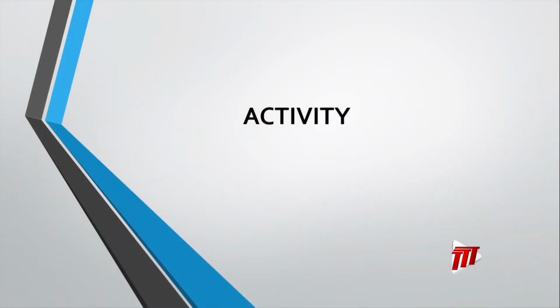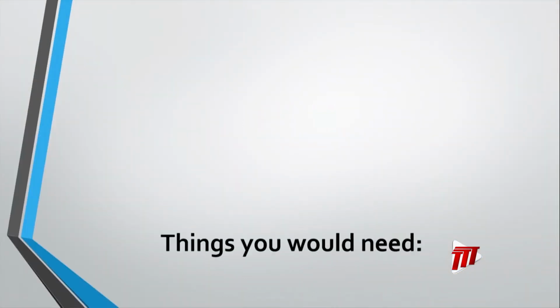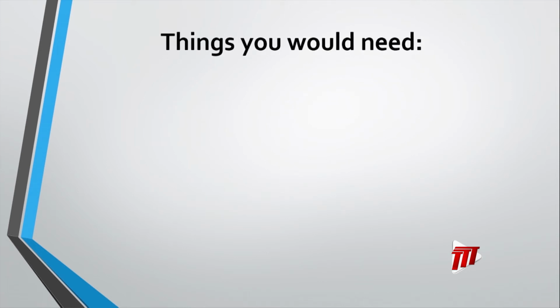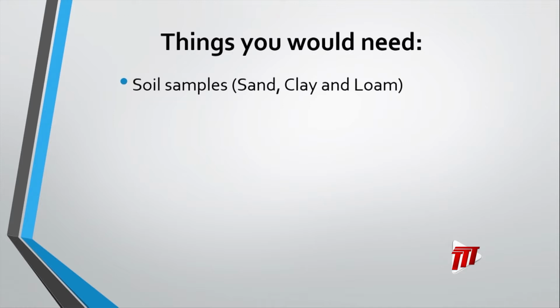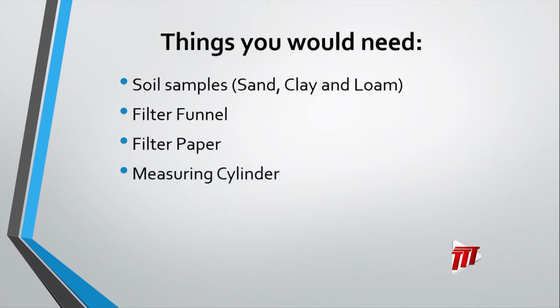So now we have an activity. The things you would need would be soil samples, whatever soil samples you have: sand, clay, and loam, the general ones, a filter funnel, filter paper, a measuring cylinder, a spatula or a spoon, commonly used, and a beaker, and obviously water. This is how we would do our experiment and find out how the properties actually show up.